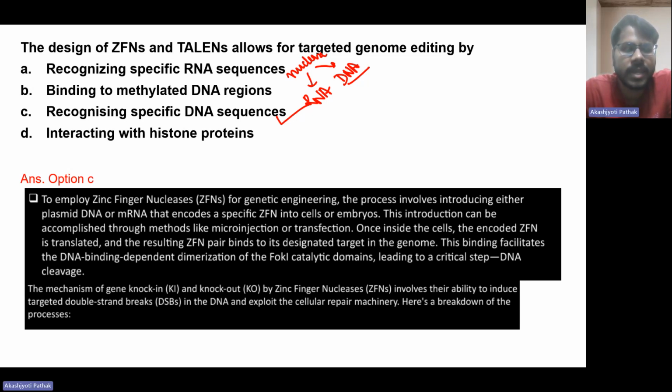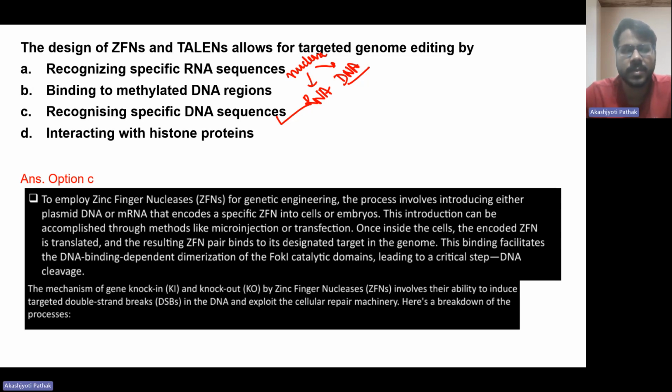So if you want to use zinc finger nucleases for genetic engineering, then what is required? First, you have to create a construct. You have to create a plasmid construct, or it can be a mammalian vector construct, which has the gene for the zinc finger nucleases. Once you have engineered this construct, it will be transfected into a mammalian cell or any host cell, and then this host cell will start expressing this protein. From the DNA, you will get an RNA, and this RNA will be translated into a protein.